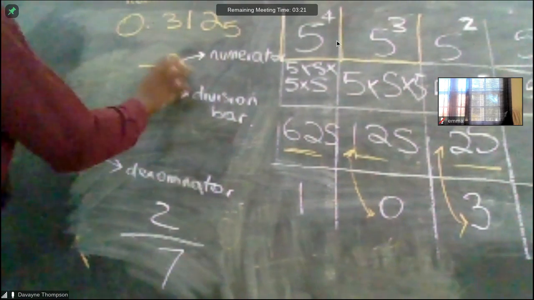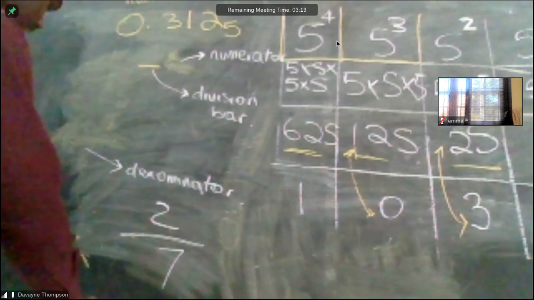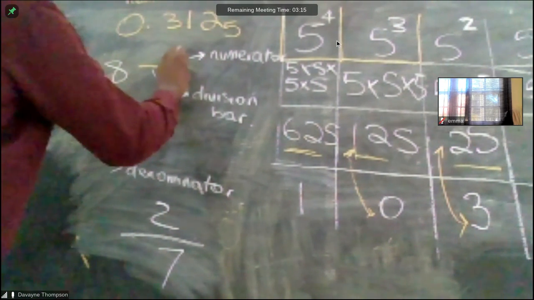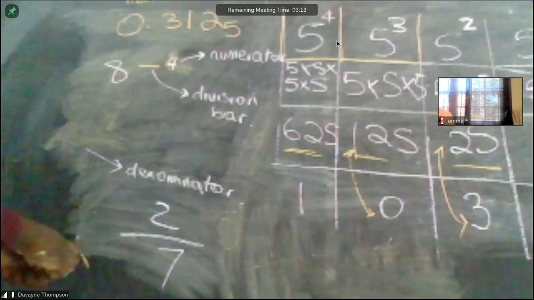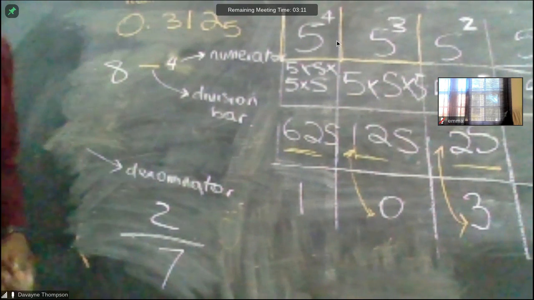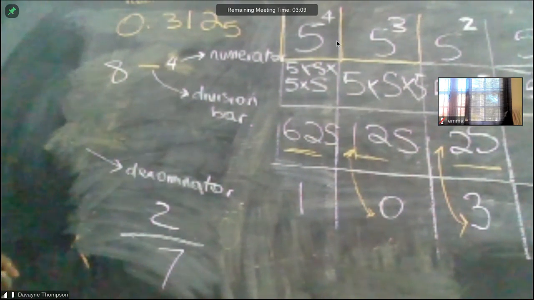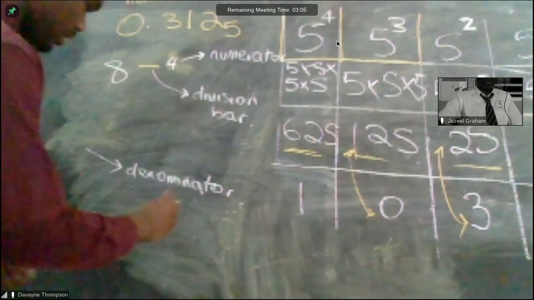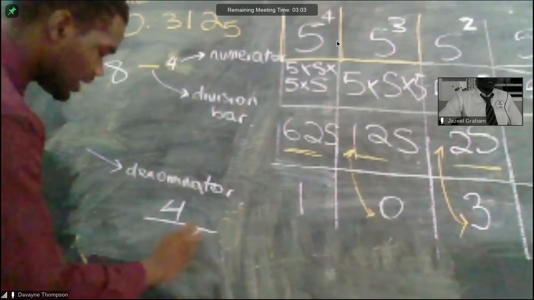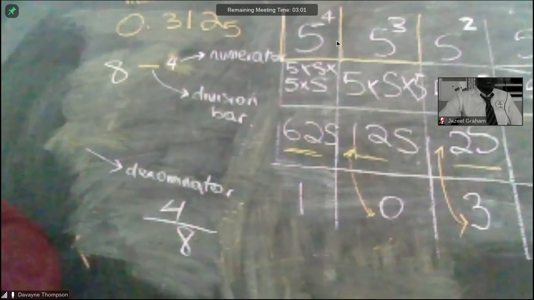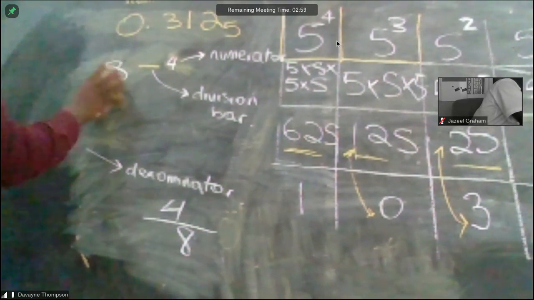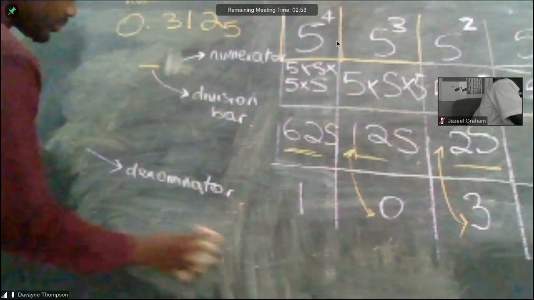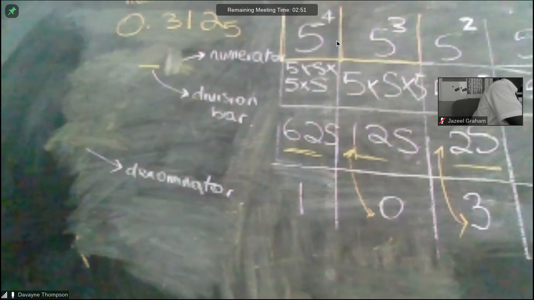Jazeel, your turn. Let's say I have 8 to the power of negative 4. Express it as a fraction for me, Jazeel. 4 over 8. One last one, and this one goes to David. David, are you there? David Isaacs, can you hear me?